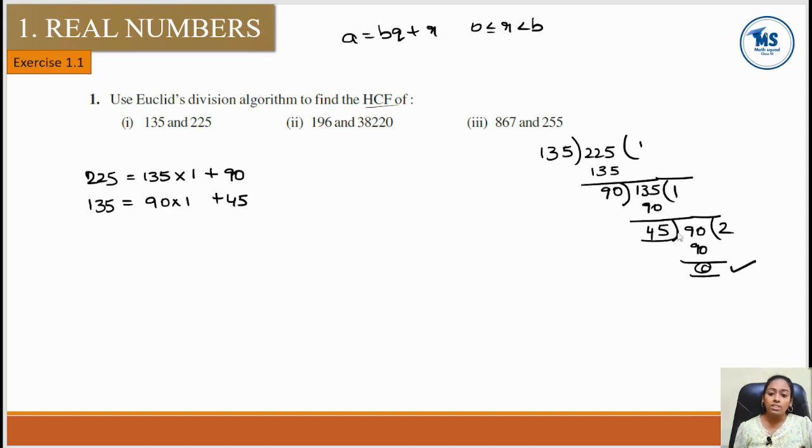So the previous divisor 45 will be the HCF. The last step in the algorithm would be 90 is equal to 45 into 2 plus 0. The last divisor 45 will be the HCF. HCF is equal to 45. So the HCF of 135 and 225 is 45.